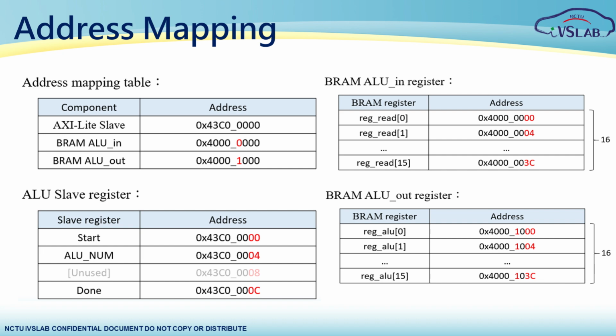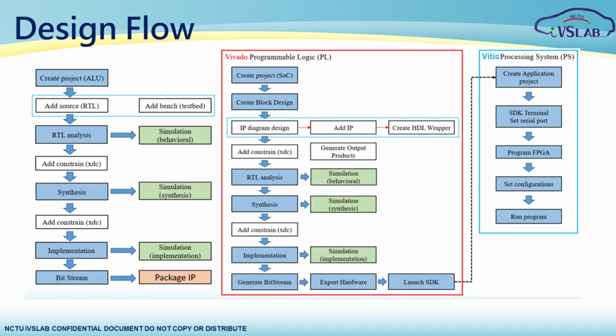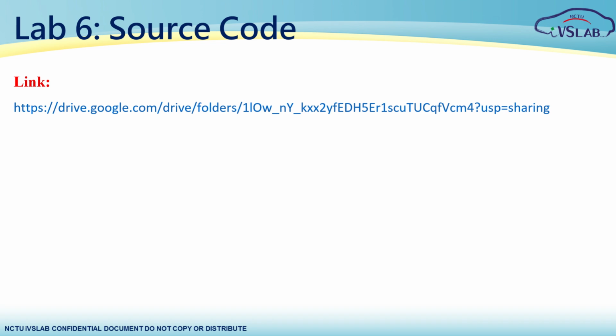This slide displays our address mapping table. Within this configuration, you'll notice that one of the slave's internal registers is actually left unused or reserved for future scaling. Similar to our previous lab, the workflow for this experiment is divided into three main sections. First, we have the ALU block. Next is the PL side, and finally, the PS side. You can download the required source code examples for this course from the link provided.